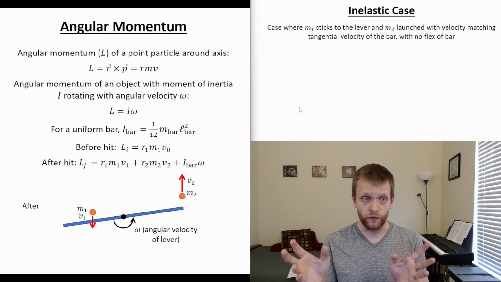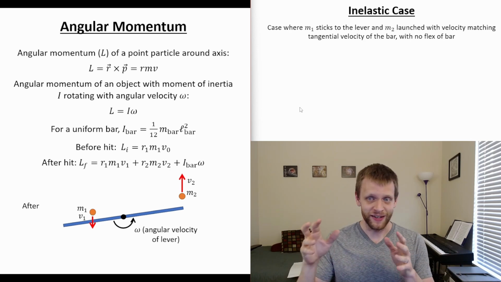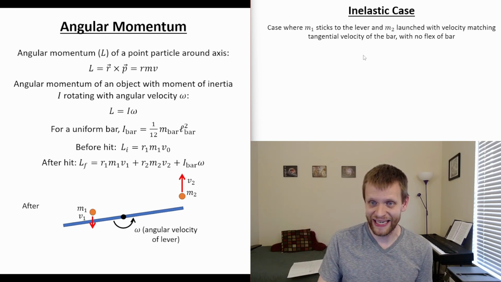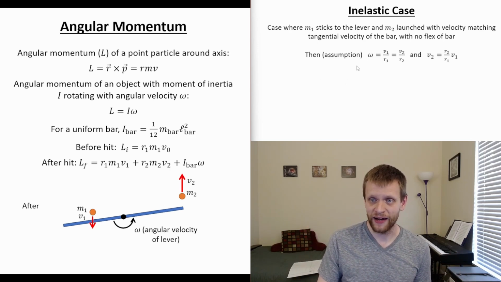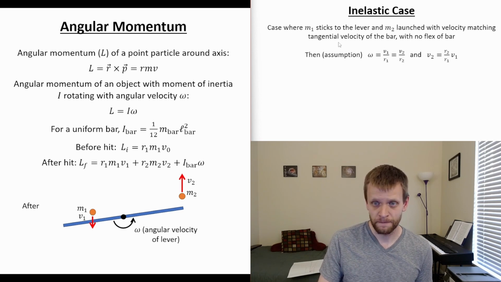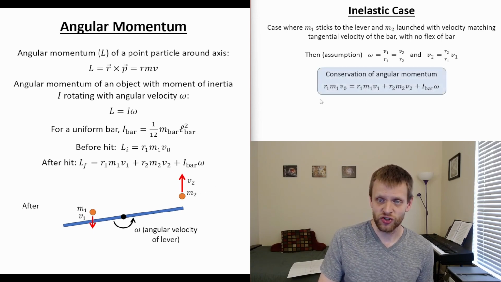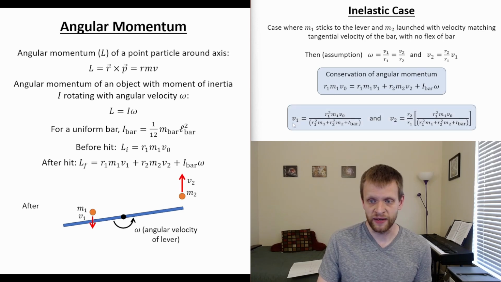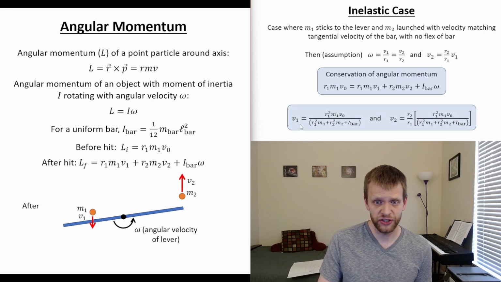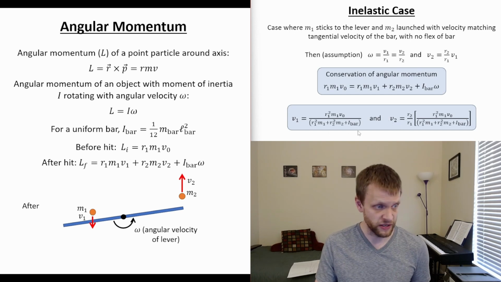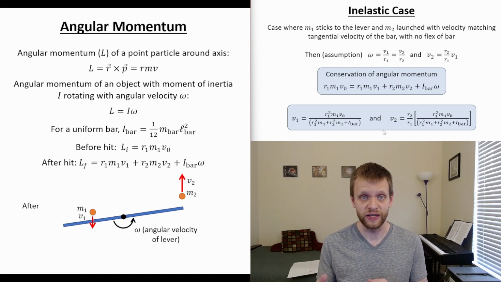So I'm not going to go over the whole last video, but just a couple of the cases. In the inelastic case, if we have everything sticking to the bar, so m1 sticks to the lever and m2 is launched with a velocity matching the tangential velocity of the bar, then in this case, we can calculate what the velocity after the collision of both object 1 and object 2 should be. Again, it's a bit of an involved calculation. I show more details in the other video.